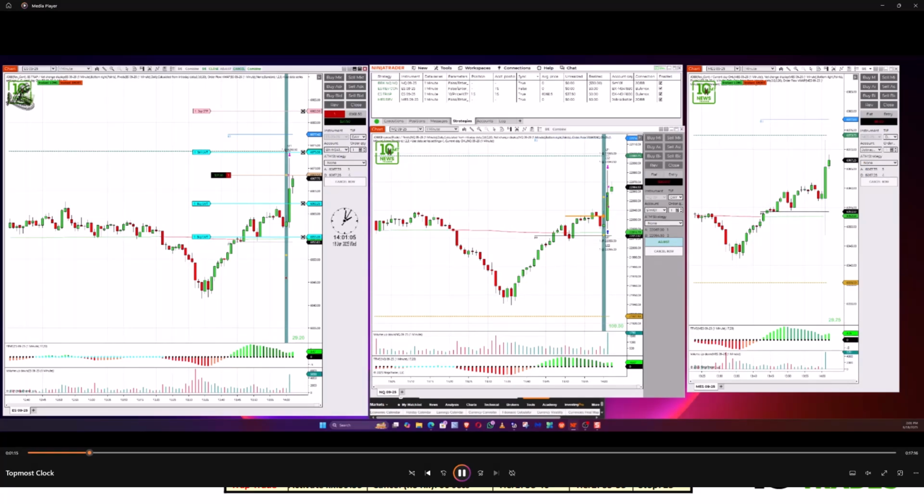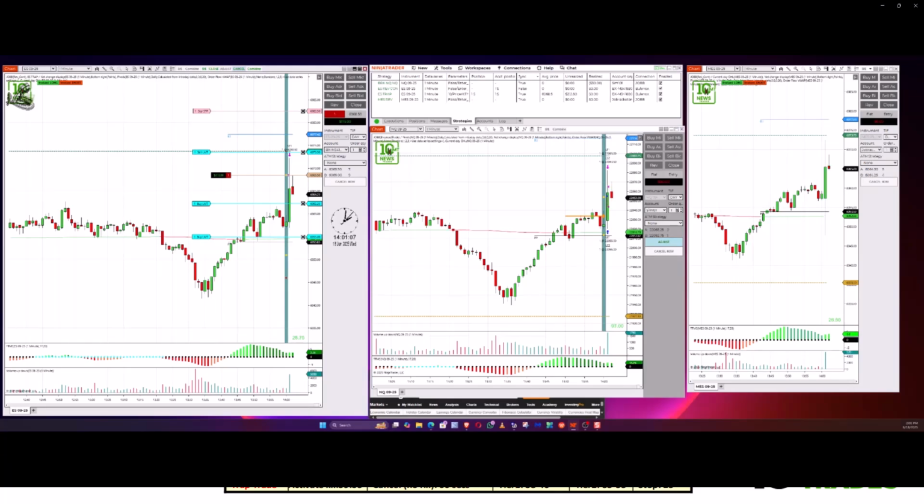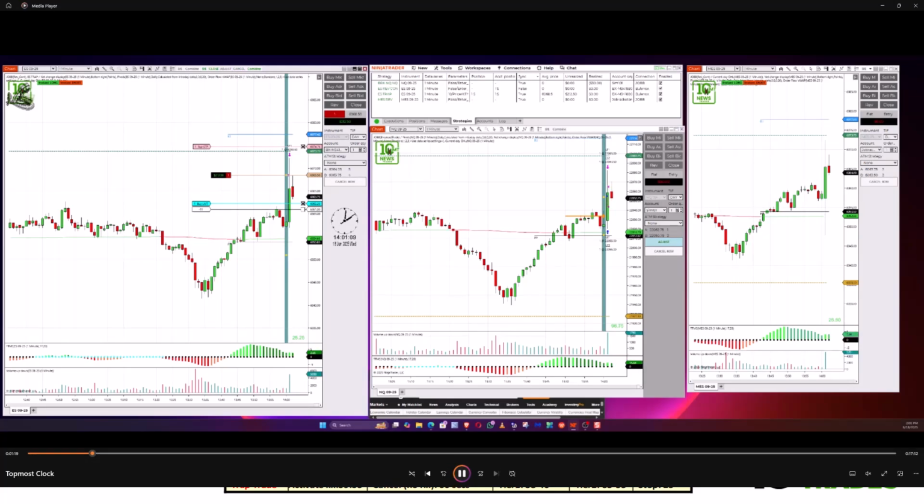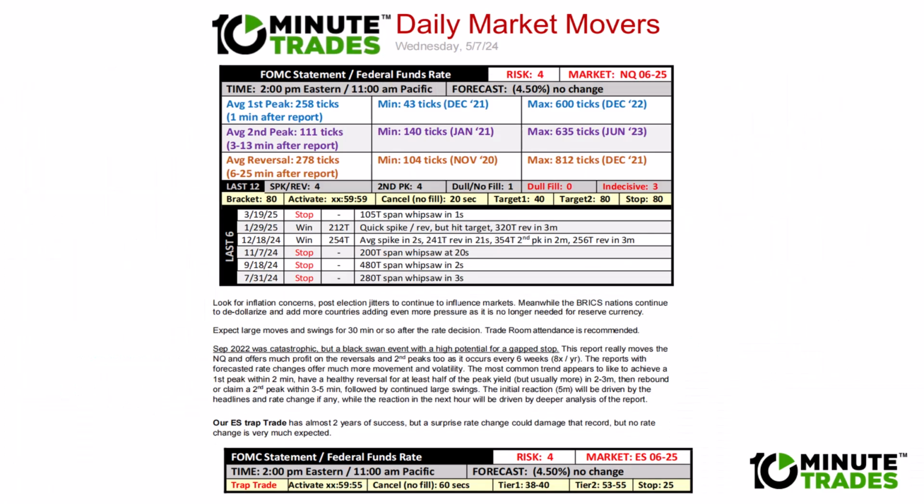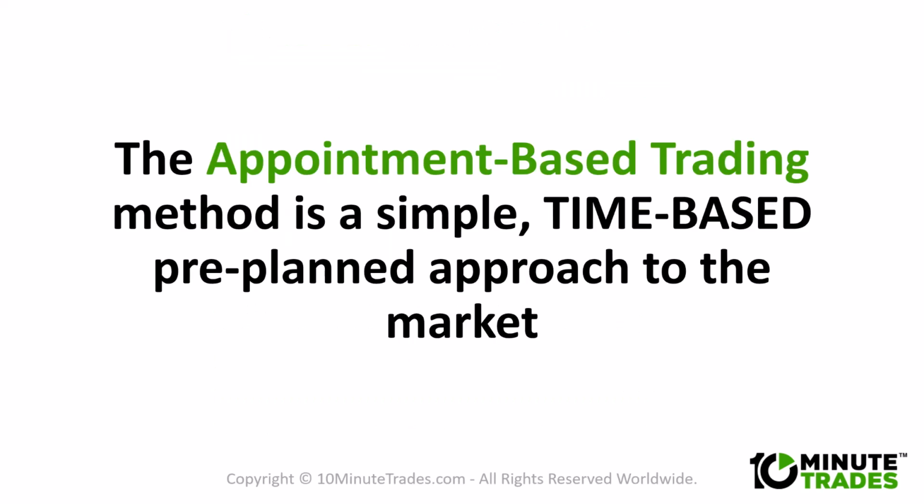When the market goes up, we sell it. If the market goes down, we buy it, and we make money when it reverses. We call that the trap trade setup. And like I said, on the FOMC statement, we've had almost 2 years of continual winners if you chose that style of trade for the FOMC statement. That's a great setup, one of our favorites.